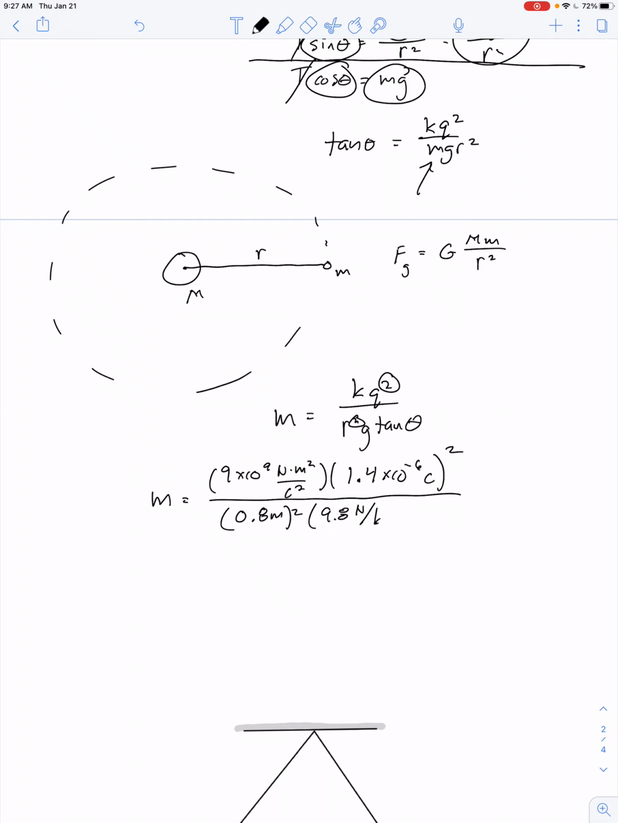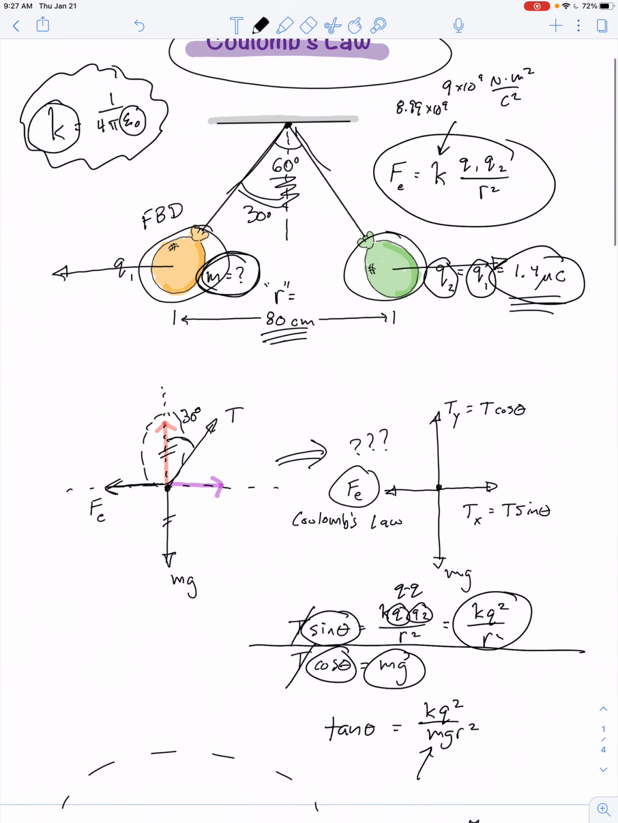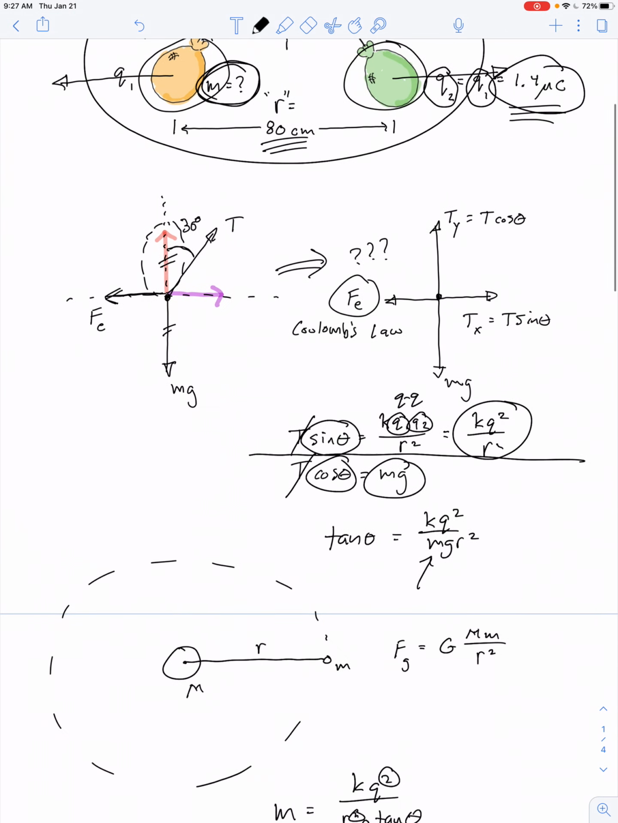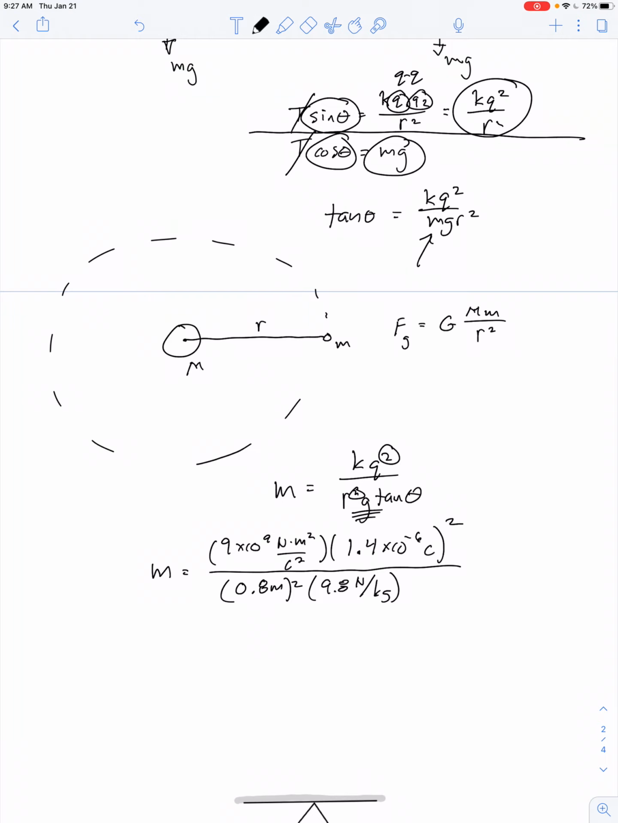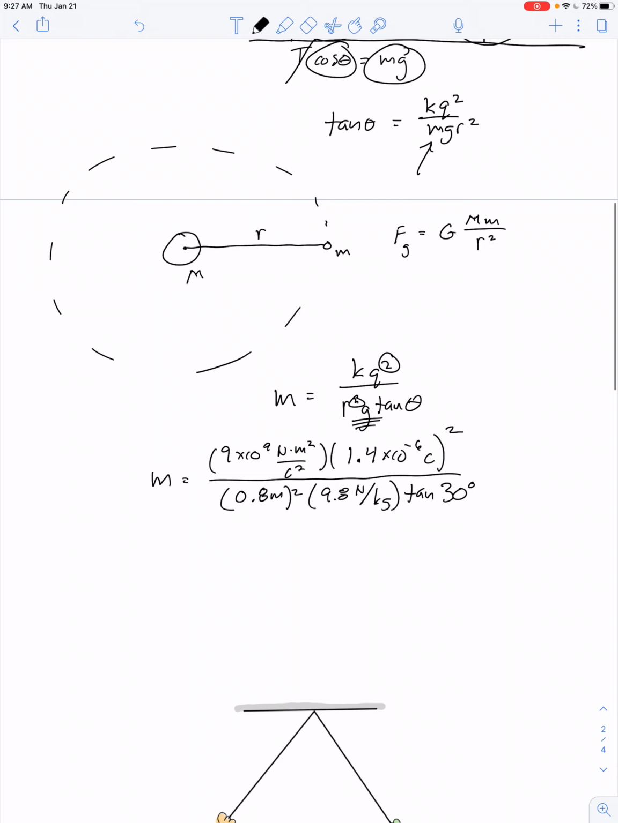9.8 Newton per kilogram is the gravitational field strength, assuming this demonstration is near the surface of the Earth. I think that's a fair assumption. And lastly, tangent of 30 degrees.